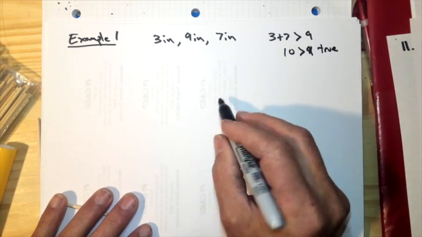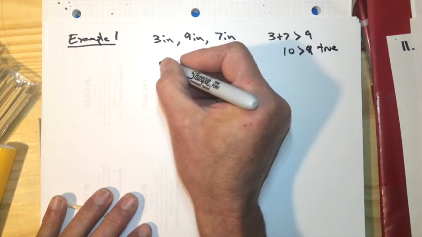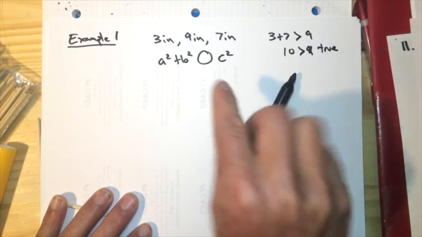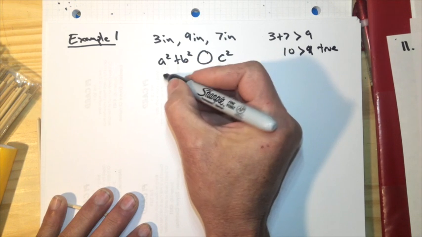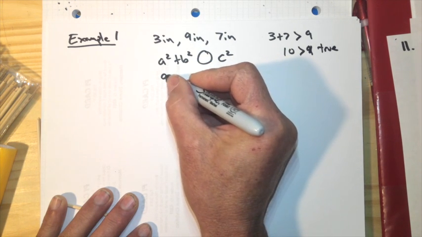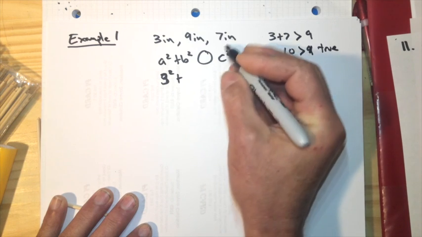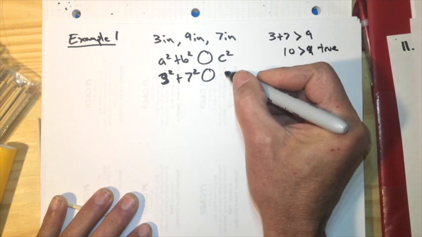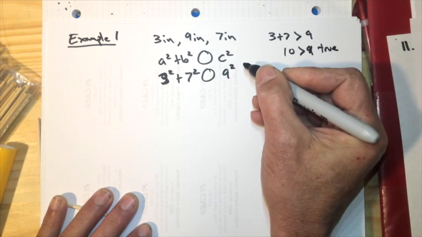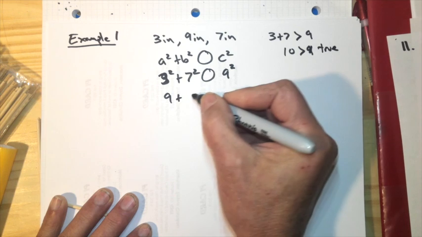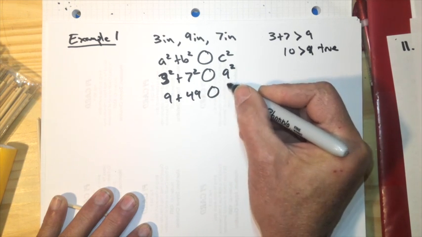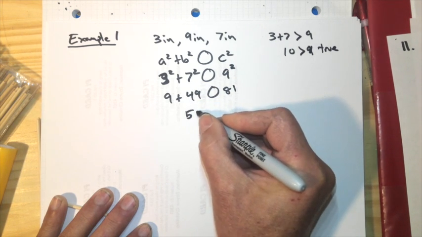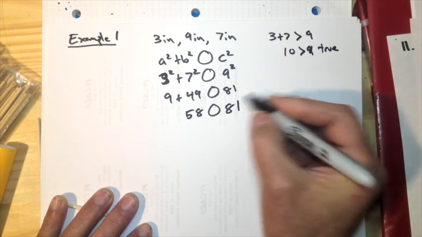So I'm going to go ahead and plug it into a squared plus b squared, and compare that to c squared. I just like to use the comparison symbol there. So I have 3 squared plus 7 squared. Those are my two shorter sides. And my longer side is 9 squared. So that would be 9 plus 49 compared to 9 squared, which is 81. If I add these together, I get 58 compared to 81, and it goes this way.